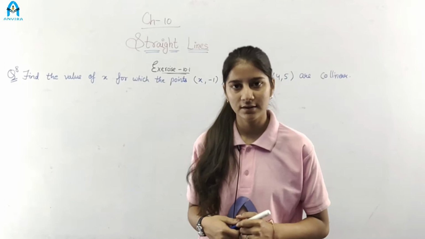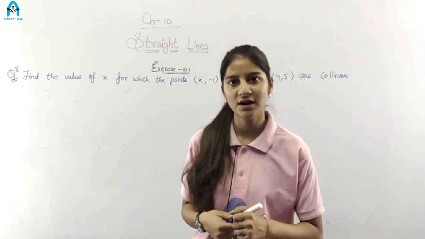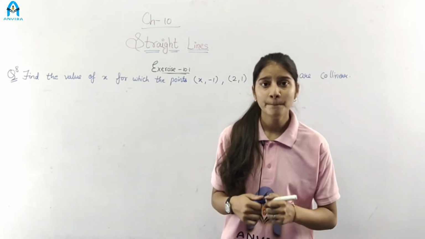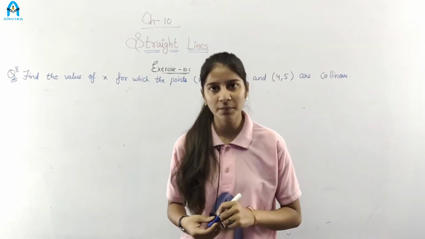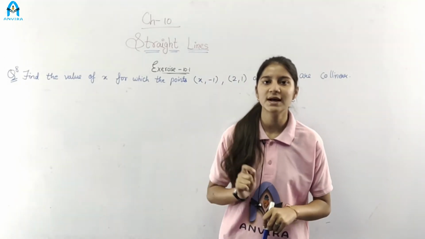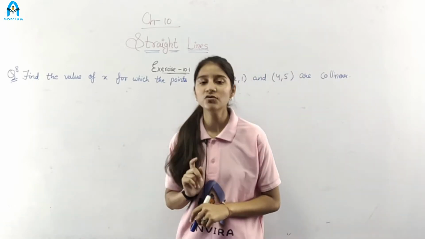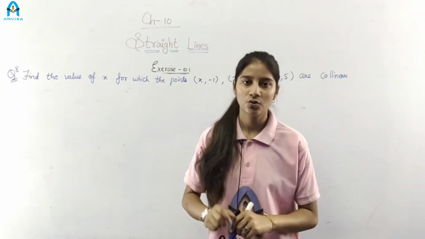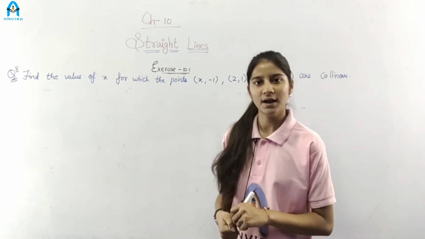Today we will discuss part 3 of our chapter number 10, Straight Lines of Mathematics NCERT. Before this we had already discussed the basics before exercise 10.1 and questions number 1 to 7 of our exercise 10.1. So now I will start with question number 8.